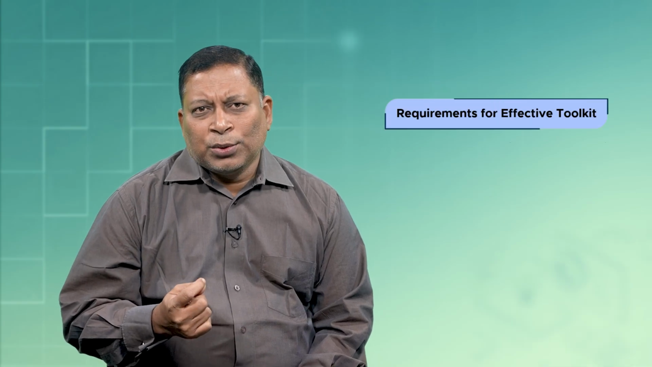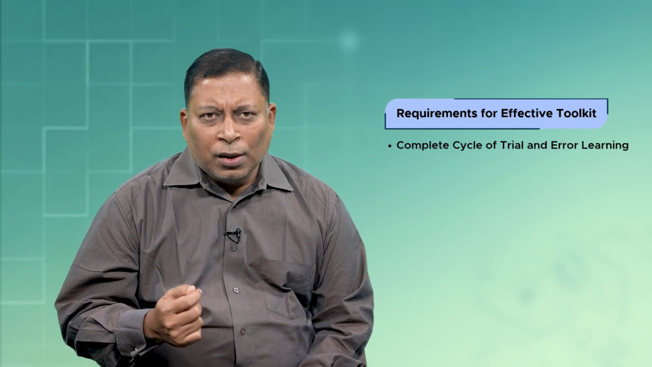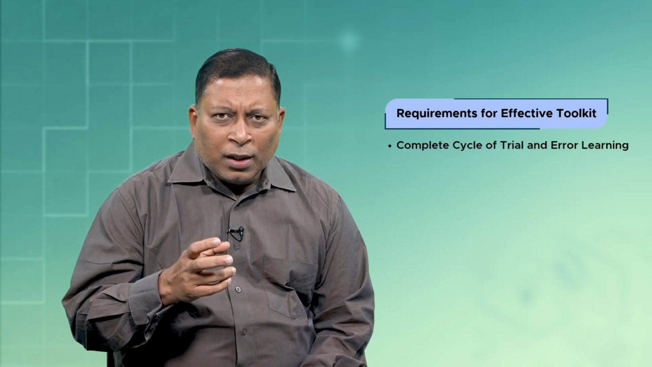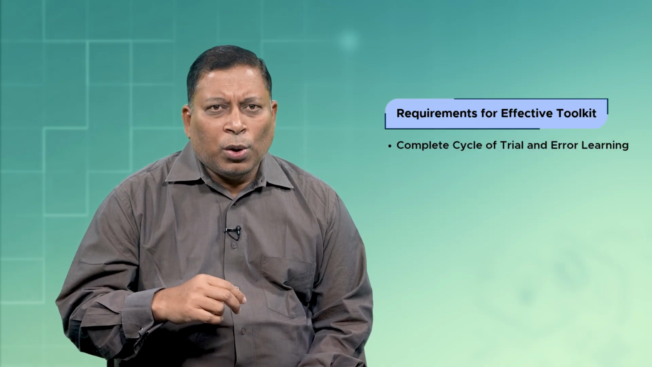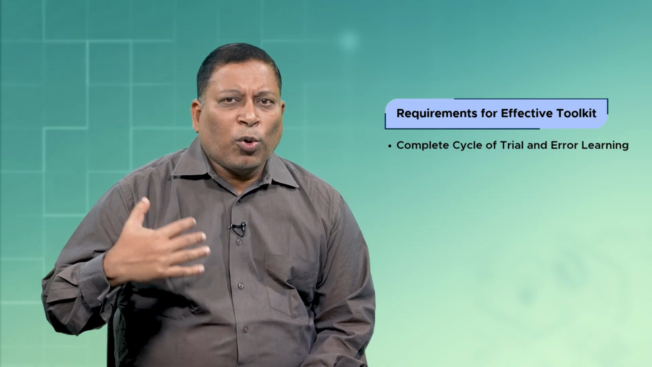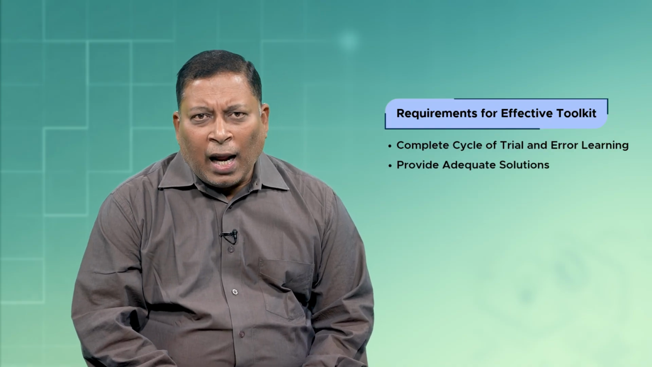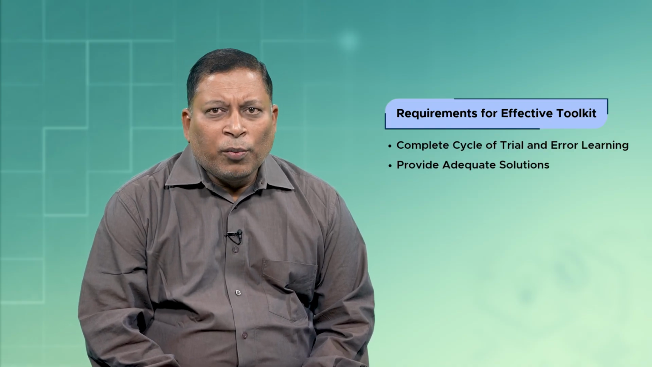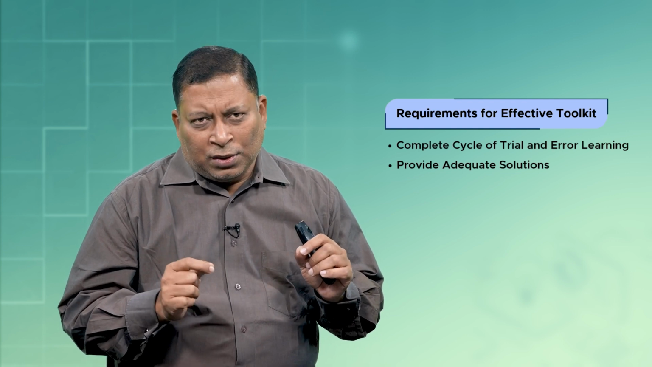So, what are the basic requirements for an effective user toolkit? An effective user toolkit enables the user to make the complete cycle of trial and error learning within the toolkit. Here the trial and error, or experimentation, is typically done by the user. So your toolkit should be good enough to provide those choices, those options. You provide adequate options or solutions within the toolkit to cover all possible design options.